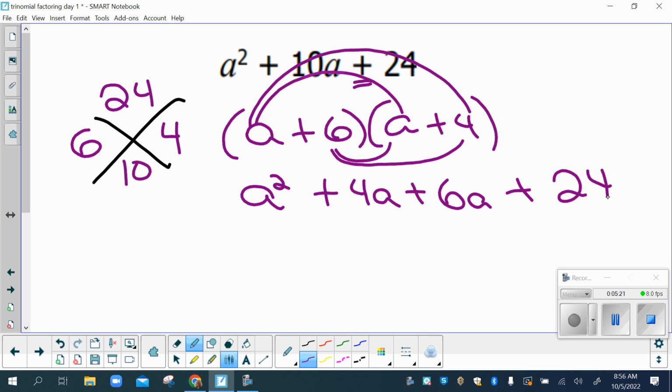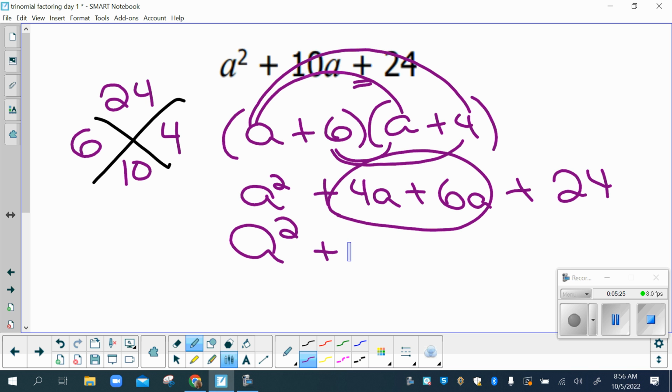So finally, it's going to be A squared, those combine to 10A, plus 24. Now you can see it's two things that multiplied to be 24 and added to make 10. This is the answer I'm looking for. Okay, so far so good?